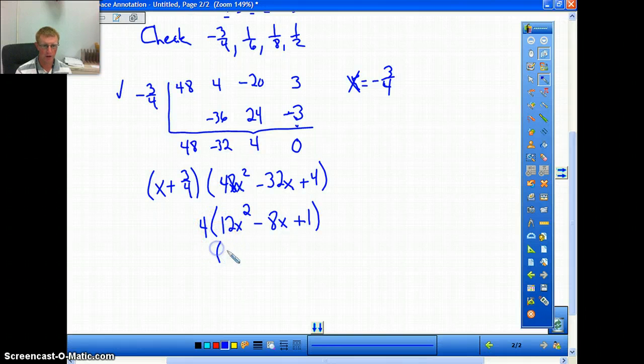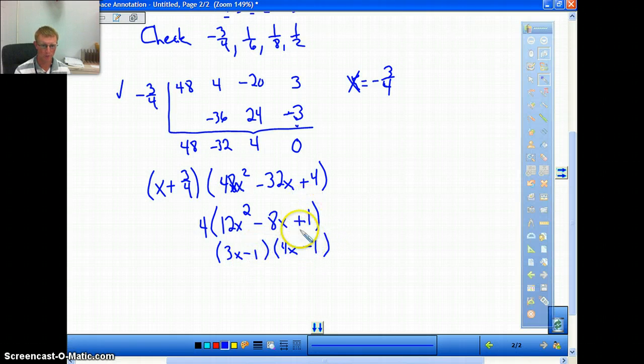The first thing I'll try is 3x and 4x, and I'm going to use -1 on both of these. Obviously, -1 times -1 is 1, but because the middle term is negative, these are going to have to be negative. So we try this. 3x times -1 is -3. 4x times -1 is -4. -4 and -3 is -7, not -8. So we can't use this.